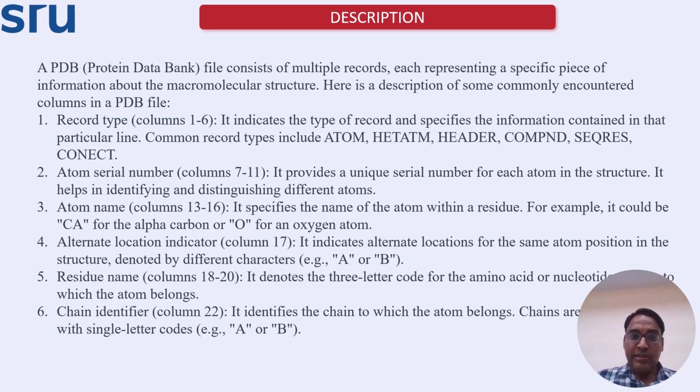Then the residue name, what that amino acid altogether is. Then the chain identifier. Now you understand that a protein structure includes multiple chains. It's a multimeric protein. So A, B, C like that, or 1, 2, 3 also. Any different kind of number can be given here.